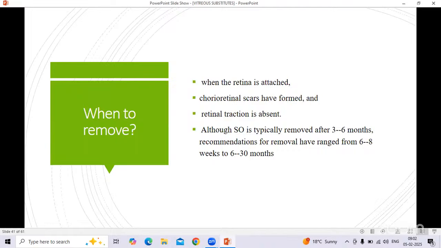So when do we remove these silicone oils? When the retina is attached, chorioretinal scars have formed, and the retinal traction is absent. So usually they are removed after 3 to 6 months, but the recommendation is from 6 to 8 weeks to 6 to 30 months.